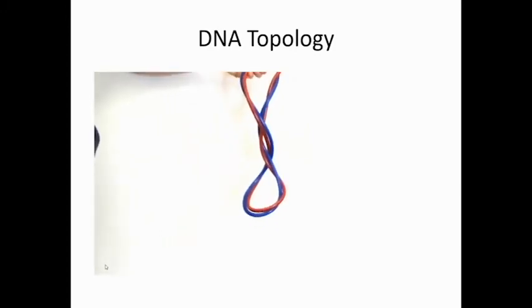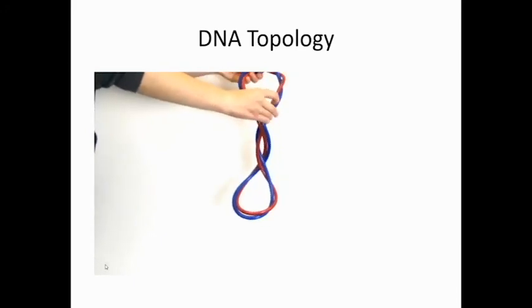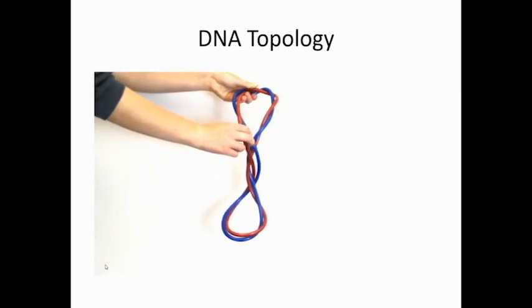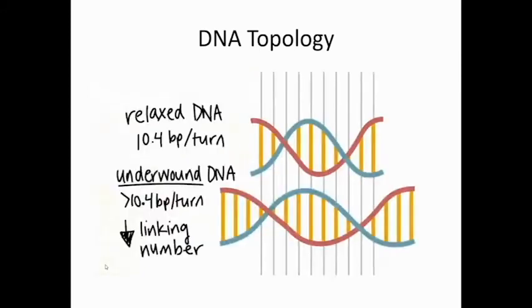Regardless of these visible changes in conformation, remember that positively supercoiled DNA will have a higher linking number than relaxed DNA, and the two strands of the double-stranded DNA are more difficult to separate.